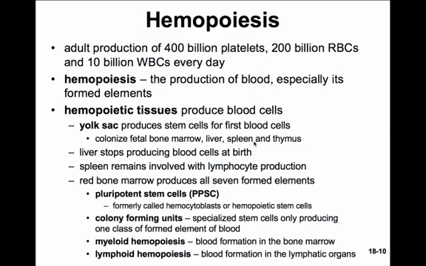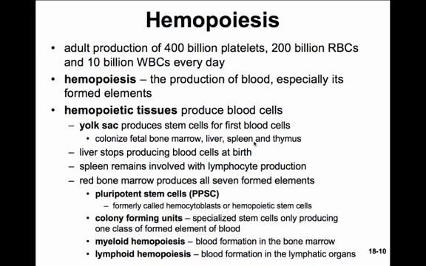So the process of hemopoiesis is the production of blood, especially its formed elements. The adult produces about 400 billion platelets, 200 billion red blood cells, and 10 billion white blood cells every day. Hemopoietic tissues are those that produce blood cells. The initial hemopoietic tissue is the yolk sac. It produces stem cells for the first blood cells.